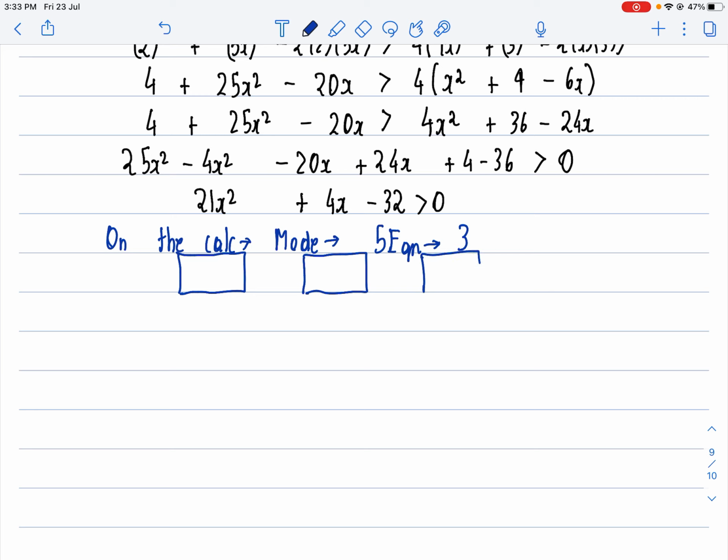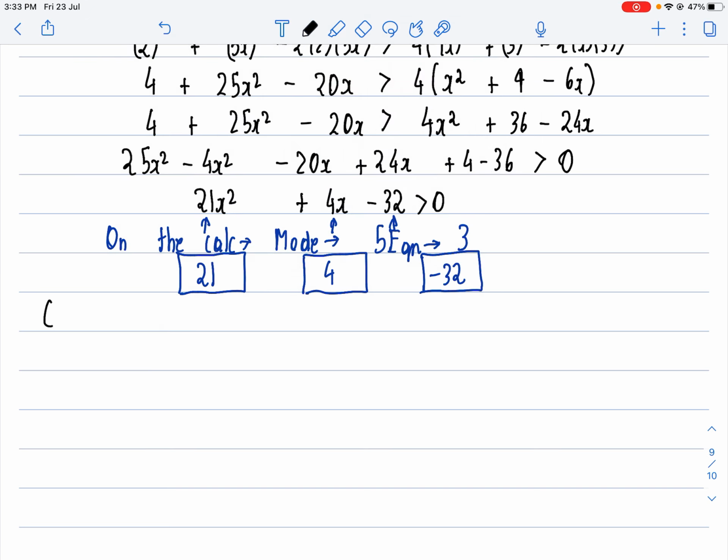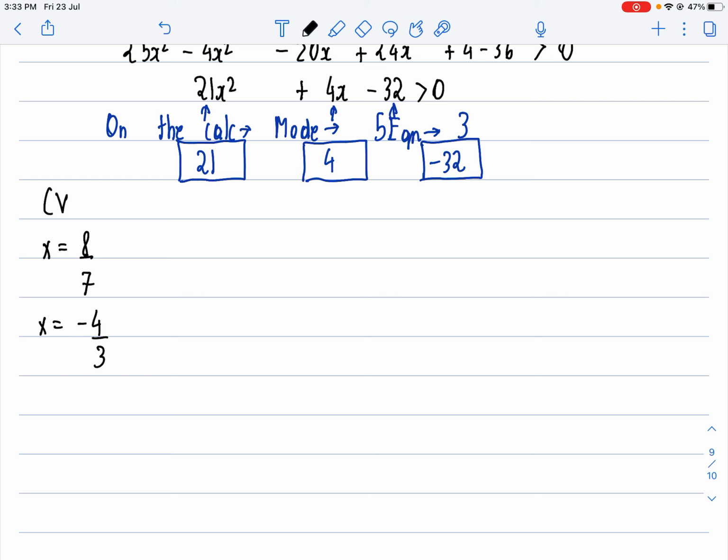Correct? This is what I get. In the first box, I can put 21, which is the coefficient of x square. In the second box, I can put 4. And in the last box, I can put minus 32. So when I put 21, 4, and minus 32, I get my critical values. Correct? I get my critical values basically as x equals 8 over 7, and I get x equals minus 4 over 3. This is what I get.